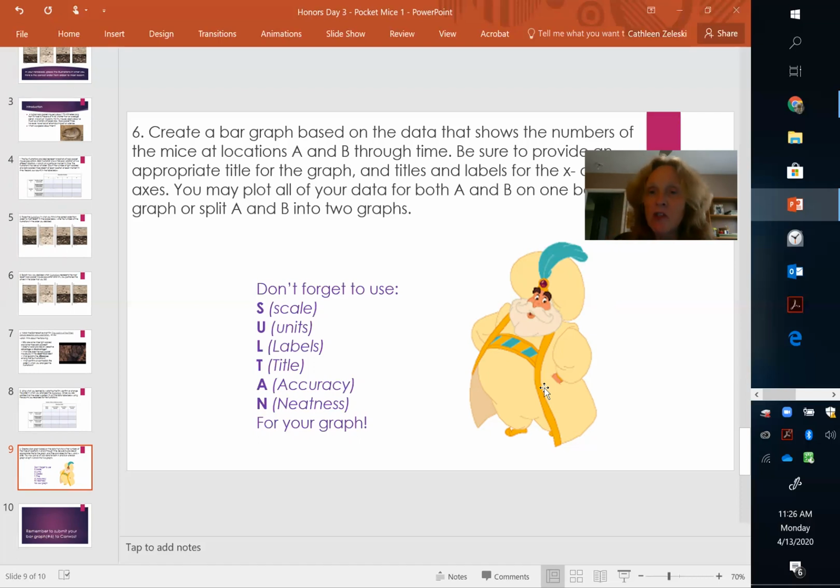Please, please, please don't forget to put your name, first and last, and period on the front of your paper. Makes it 10 times easier, okay? Because I'm saving a lot of papers. And so when I'm putting them online, it makes it so much easier for me to find things. So please put your first and last name and your period. It makes it so much easier, okay?